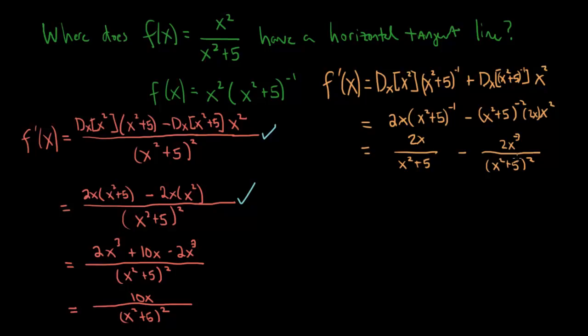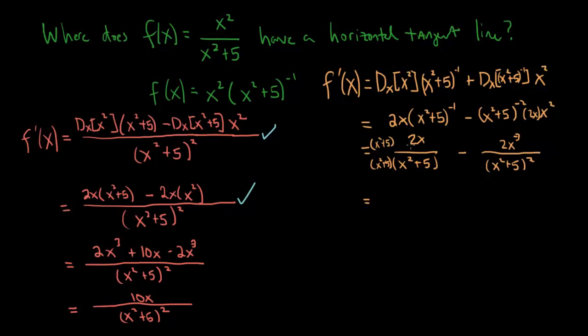And now what's the last thing to do? We want to combine this fraction. So what's the common denominator going to be? Well, we have x squared plus 5 squared over here. We have x squared plus 5 to the first power over here. So if we multiply both of these by x squared plus 5, we'll get our common denominator, which is x squared plus 5 squared.